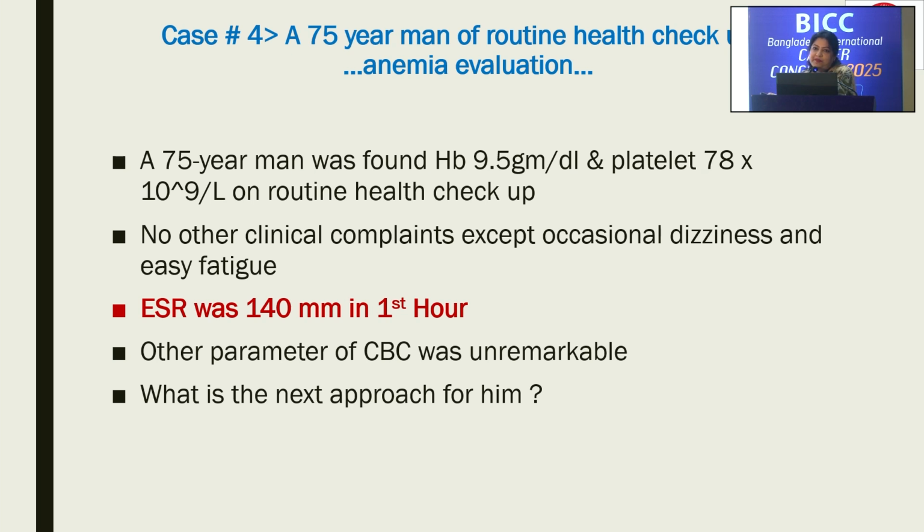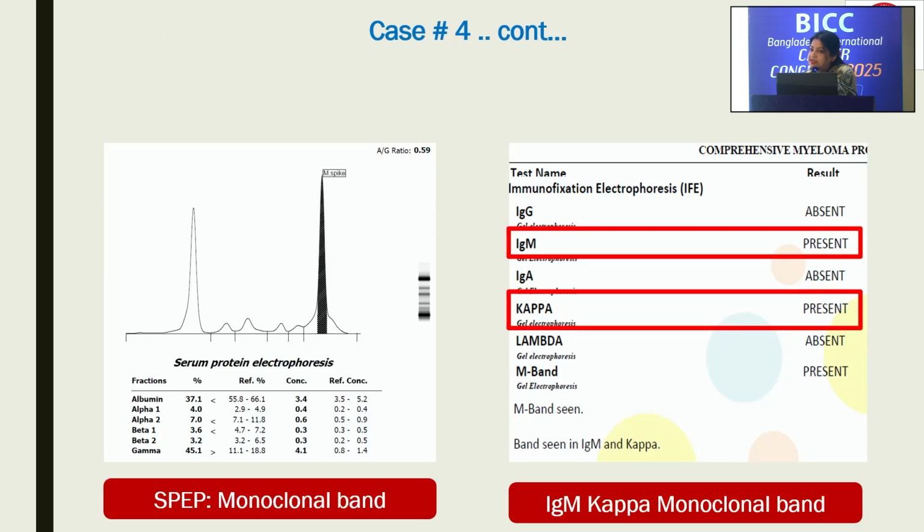For treatment, we have to assess the patient and risk categorize the patient, whether they have low risk disease or high risk disease. This patient has low tumor burden, so he can be treated with a combination of rituximab with an alkylating agent like cyclophosphamide and bortezomib, that is DRC or BDR, or bendamustine rituximab.